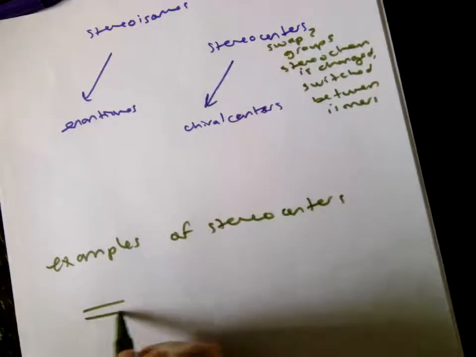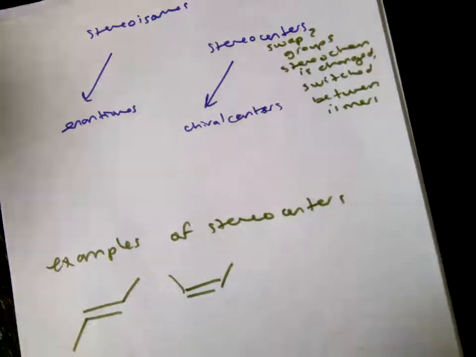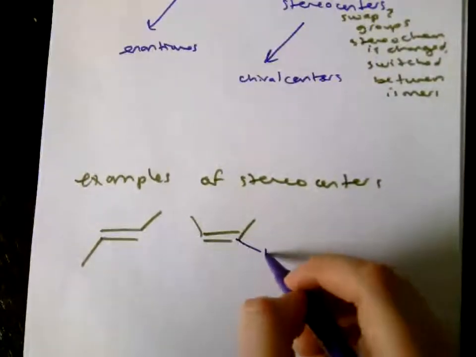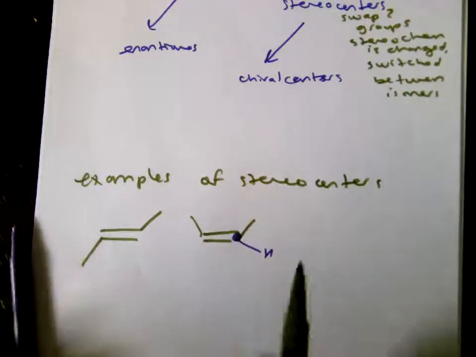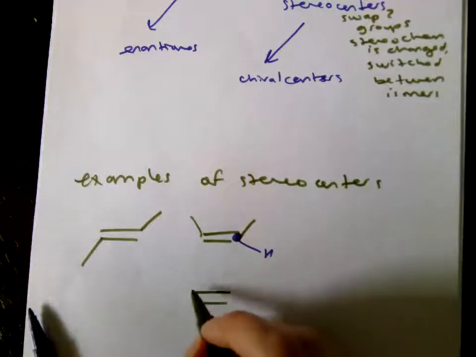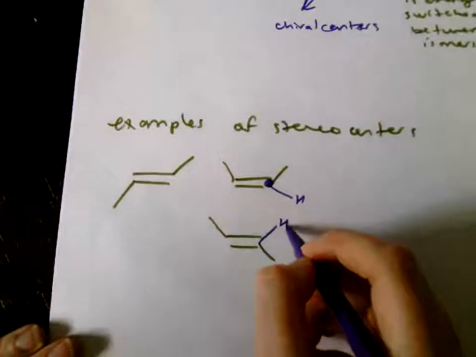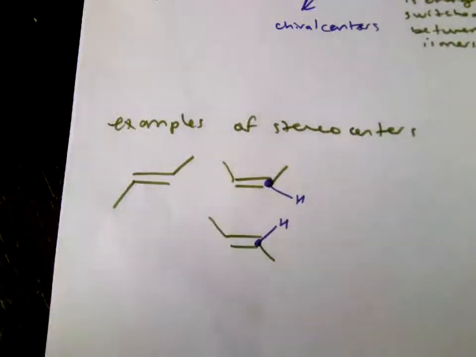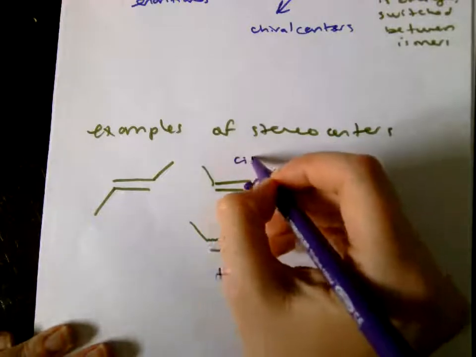If you have a cis-trans bond, if I swapped out this hydrogen for this CH3 group, it would become the trans instead of the cis.